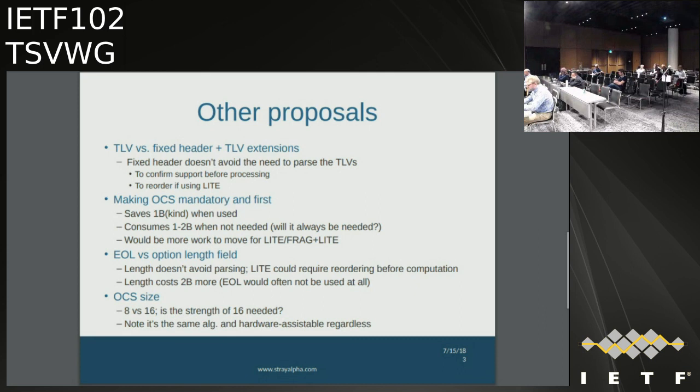And keep in mind, this option area for UDP is supposed to be like the TCP options in that sense. One of the questions had to do with making OCS mandatory and first. At most, it saves like a byte. And it would be more work to move frag plus light, because now that's 4 bytes and all of a sudden it would be 6. And I'm just not sure that's a win.